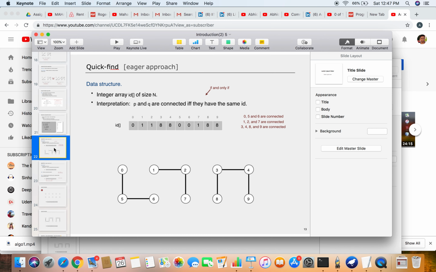the quick find approach, and we had an integer array of size n: 0, 1, 2, 3, 4, 5, 6, 7, 8, 9. The interpretation is that P and Q are connected if they have the same ID. So please make sure that you watch this video before starting the quick find demonstration.